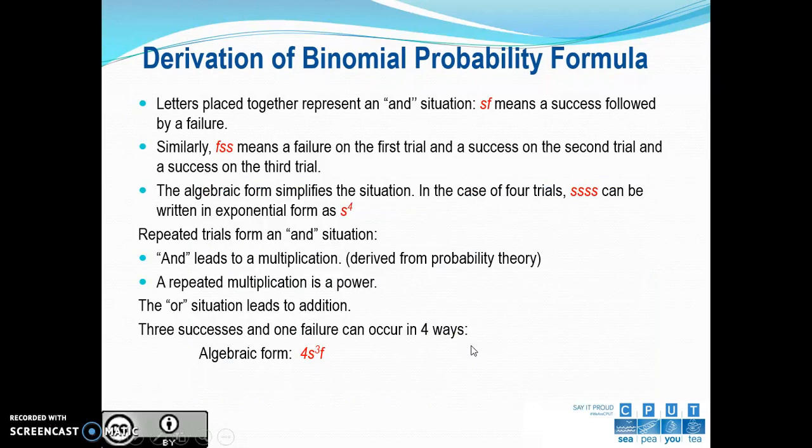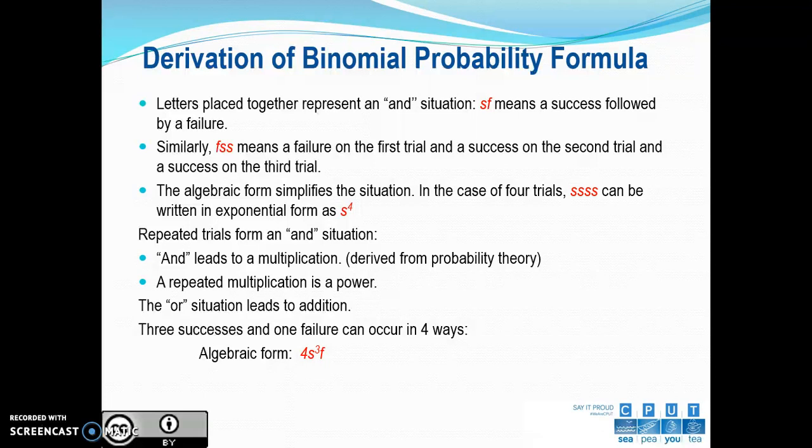In explaining this table, let us place together represent an AND in this equation. SF means a success, followed by a failure. Similarly, FSS means a failure on the first trial, a success on the second trial, and a success on the third trial. And it's explaining where the exponents come from.